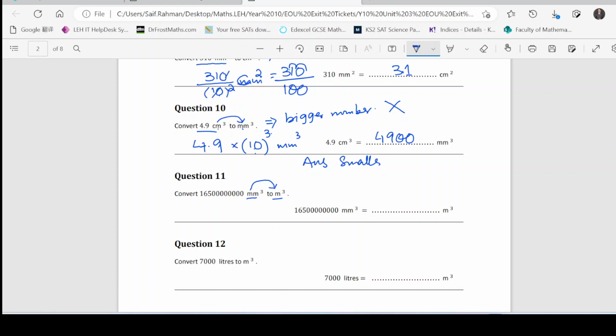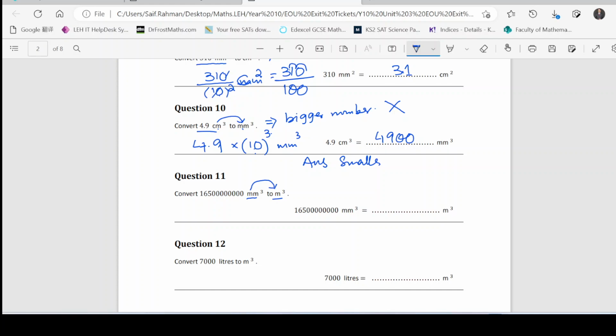So to make it a smaller number, we divide, but we divide with what? Millimeter and meter. In 1 meter, there are 1000 millimeters. So what we do is 1000, and then we cube this because this is a volume. So in a volume, 1000 times 1000 times 1000. And this gives us 1000 three times. So we get 9 zeros. 1, 2, 3, 4, 5, 6, 7, 8, 9.